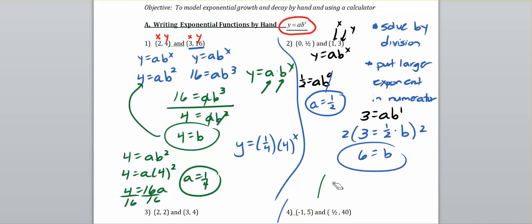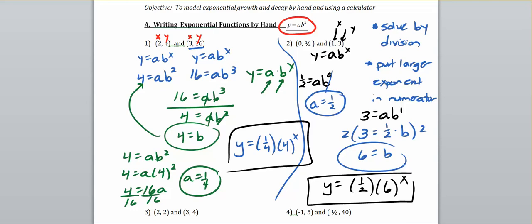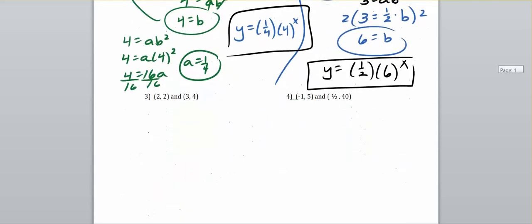So now I can write my final answer, which is going to be y equals ab to the x, but I'm plugging in my a being 1/2, and my b is 6. So I have y equals ab to the x. All right. Let's scroll down and do the same thing on number 3.